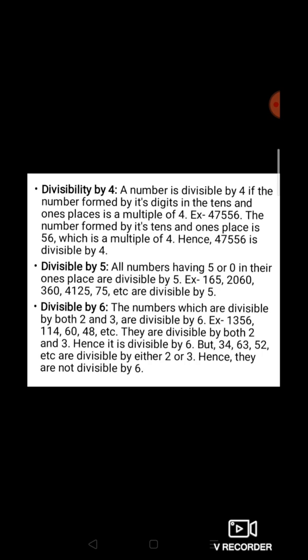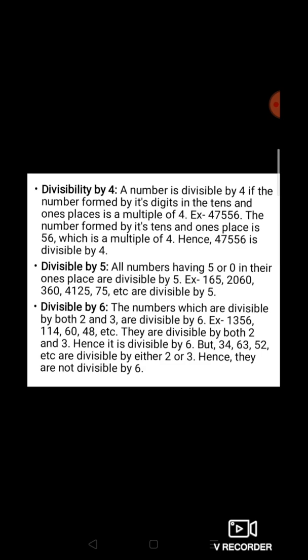Examples are given. The first example is 165. The ones place digit is 5, so it is divisible by 5. Simple. The next one is 2060. The ones place digit here is 0. So again, 5 or 0, in both cases we can say that it is divisible by 5. Similarly, the next numbers 360, then 4125, then 75, they all are divisible by 5. You can also take any other number.